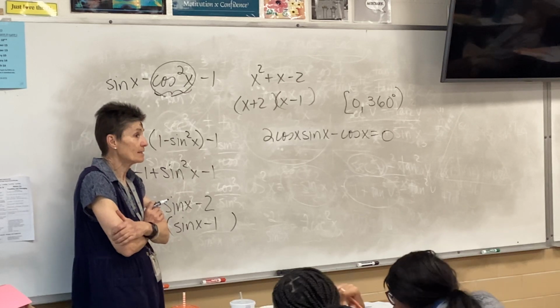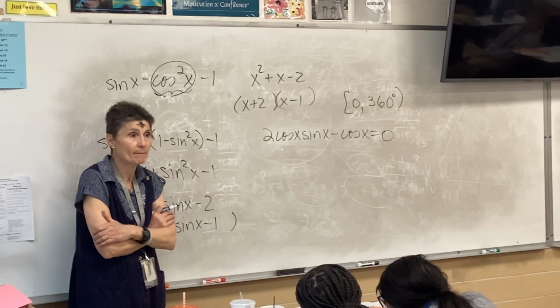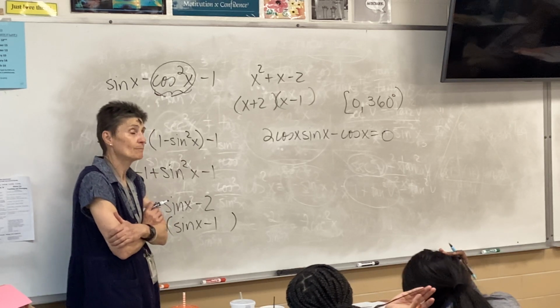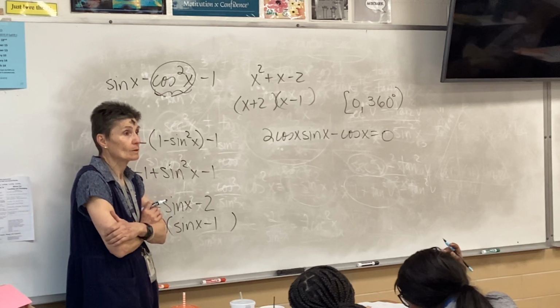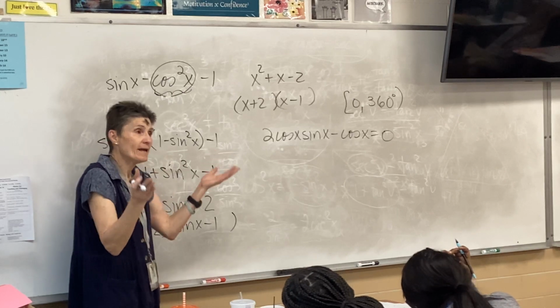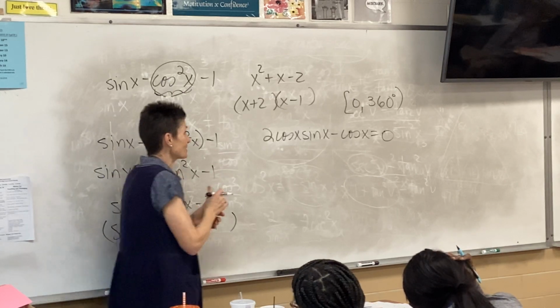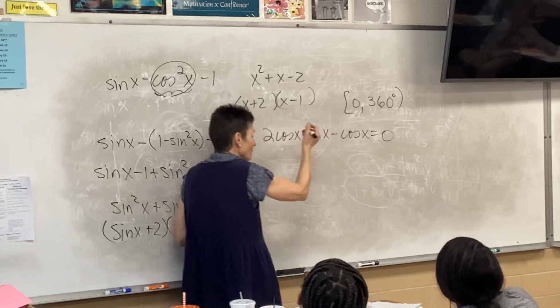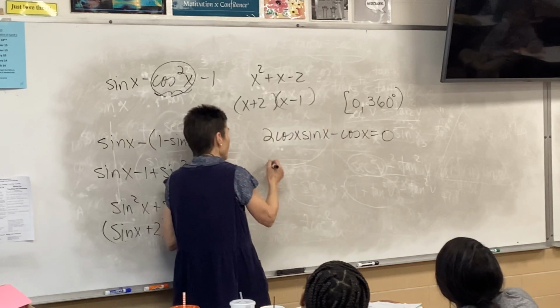Nobody has any ideas? You look at this, you don't notice anything about it? Van? Factor out cosine. Van is full of great ideas. He says, look, we have a GCF, you guys. We have the greatest common factor. So we're gonna pull out a cosine.